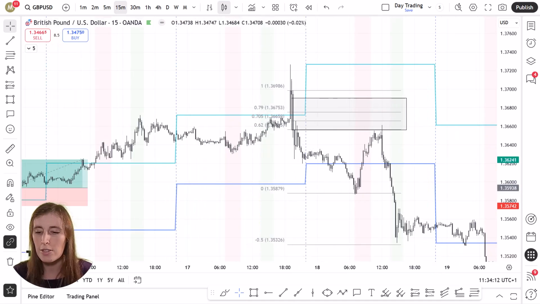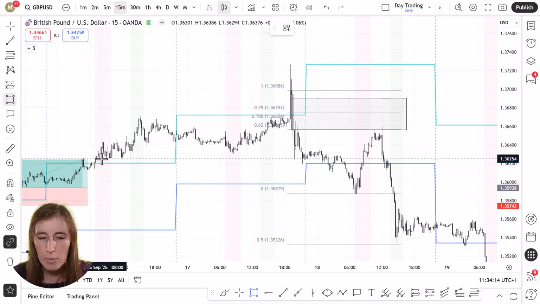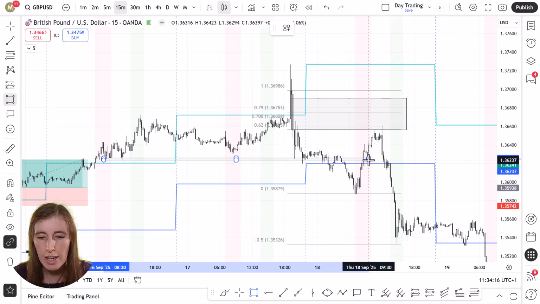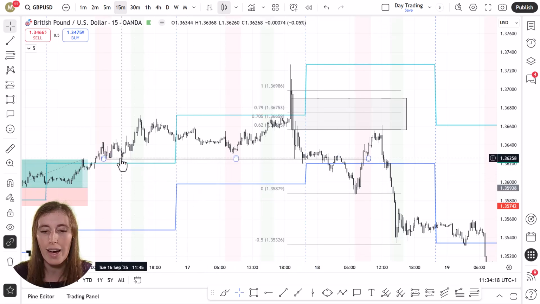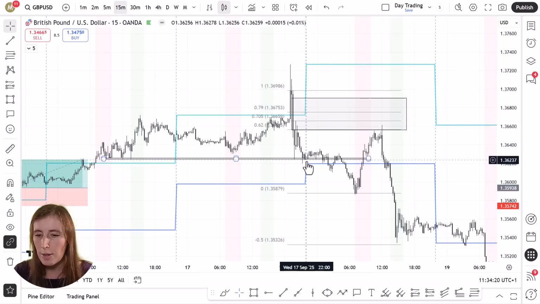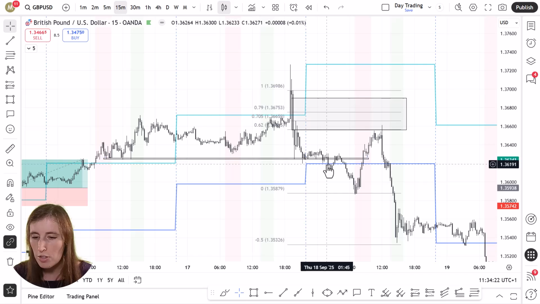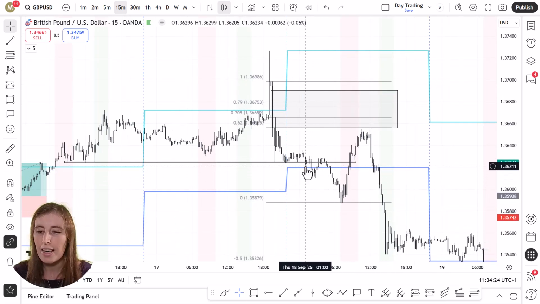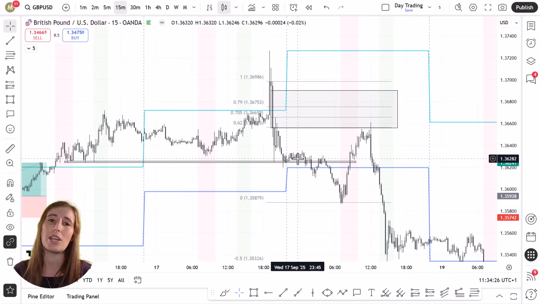Now, why am I looking at this for short now? Well, for a few reasons. Do you remember the structure that we had over here from the Tuesday? That was the new higher low. Once we got a break and a close below that on this Thursday, that violated that structure and it caused a change in behavior. So that was when prices basically moved from going up to going down.